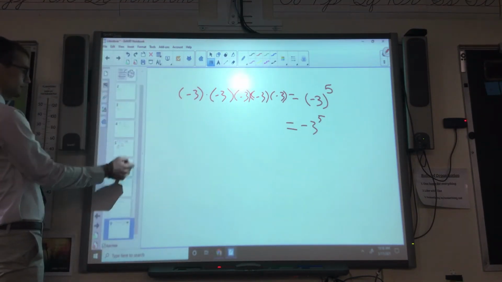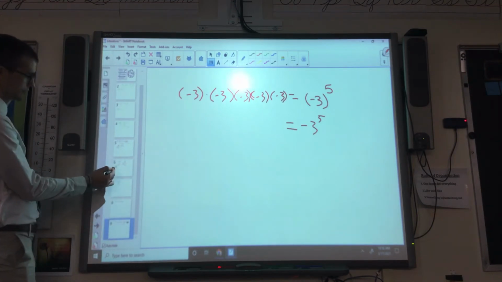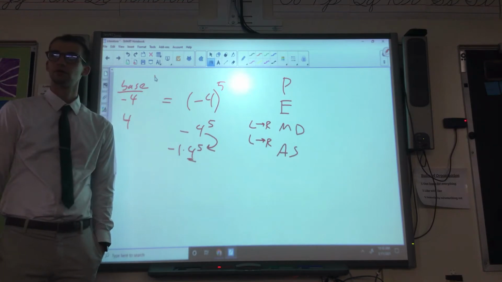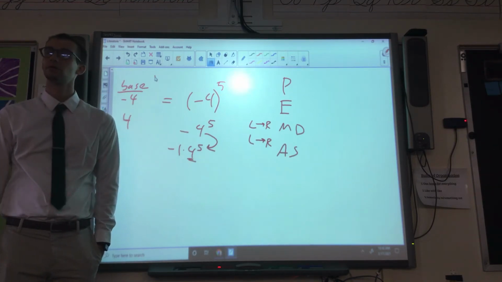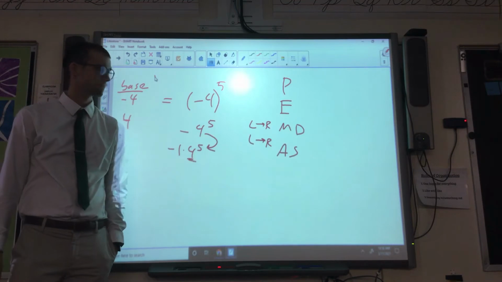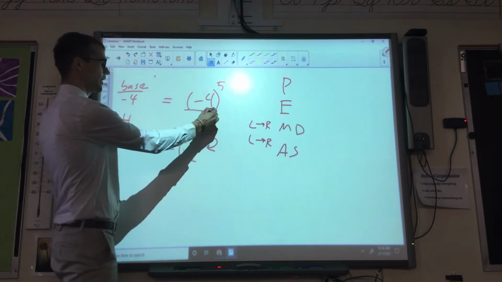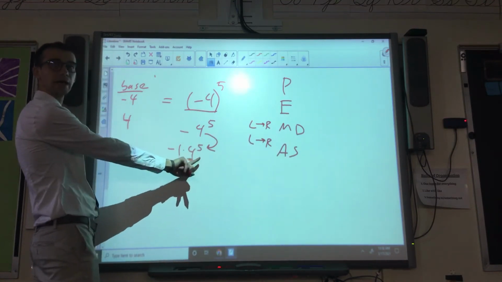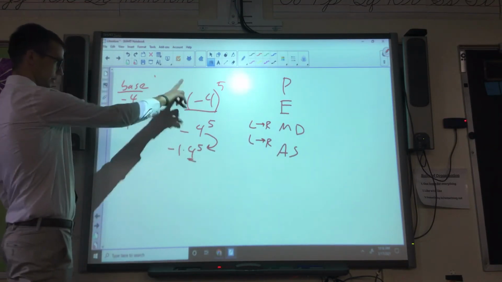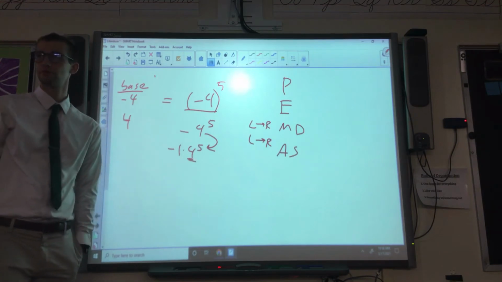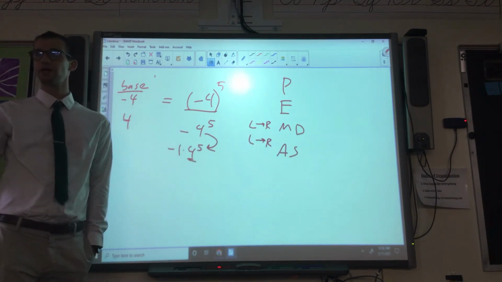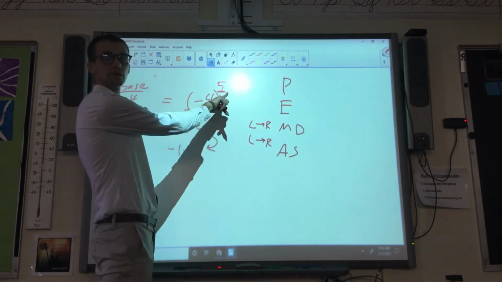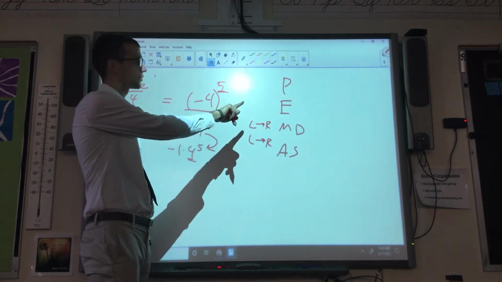What did we just talk about with exponents after parentheses? Because you've got negative 4 as the base to the 5th power. This is negative 1 times 4 to the 5th power. Are they going to be the same thing? They might be the same thing. It depends. Really, it depends on if you have an odd number here or an even number here.